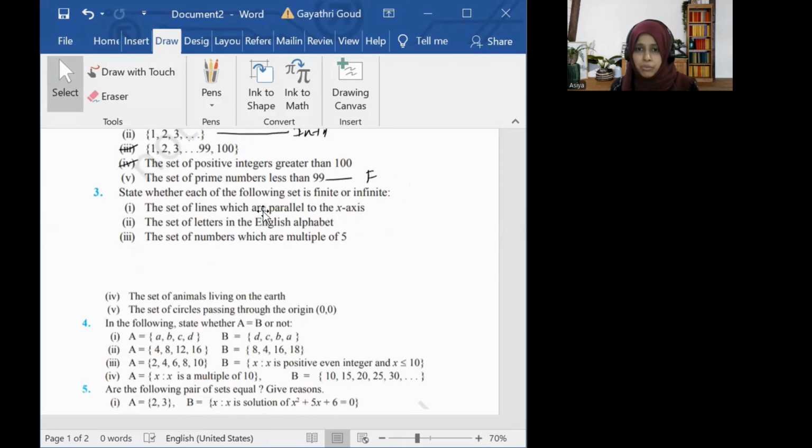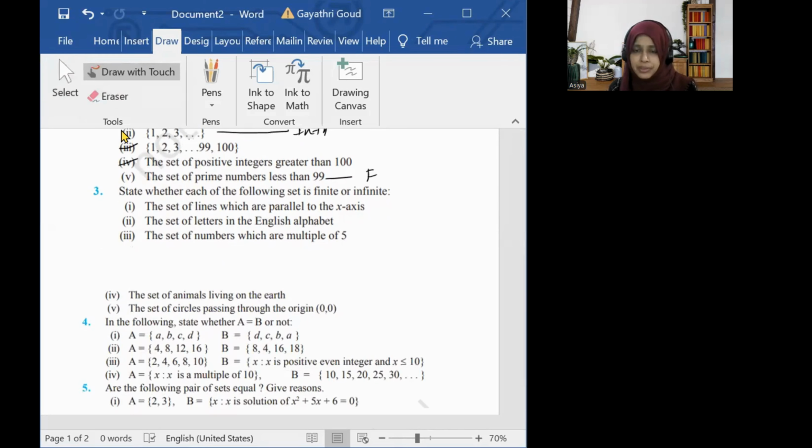Now, moving on to the next question. State which of the following set is finite or infinite. I think we'll just do one or two problems. First, starting ones are usually the easier ones. So I think I'll leave the first two for you, and we'll discuss 3, 4, and 5.